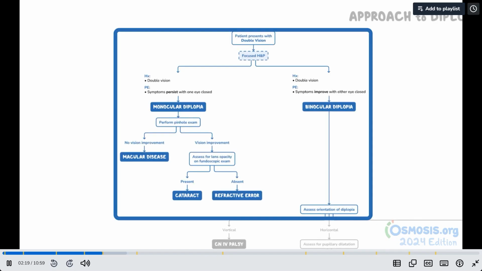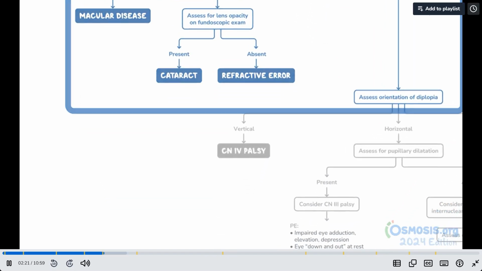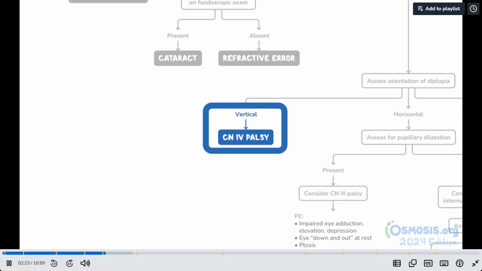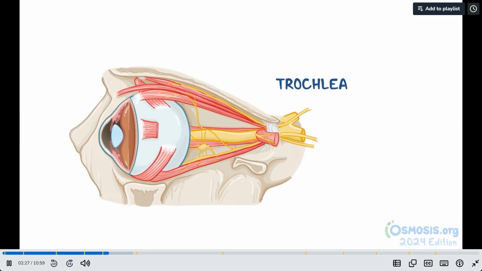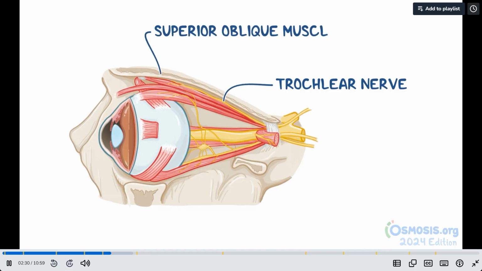If your patient sees one object on top of the other, they are experiencing vertical diplopia, which is suggestive of cranial nerve 4 or trochlear nerve palsy. The trochlear nerve innervates the superior oblique muscle, which intorts, depresses, and abducts the eye.